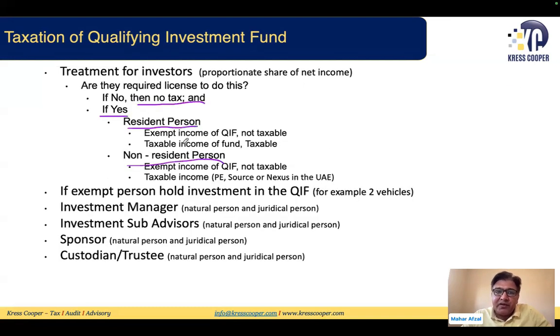If this C is a resident, exempt income will be exempt in the hand of the investor, taxable income will be taxable, and worldwide income will be subject to tax. If this C is a non-resident person, exempt income will remain exempt in the hand of C, and taxable income we need to assess. This is related to the PE, source or nexus in the UAE, and taxability based upon their nature pertaining to the PE of the non-resident person. For UAE-sourced income or nexus in the UAE, it will be subject to tax based upon this criteria.